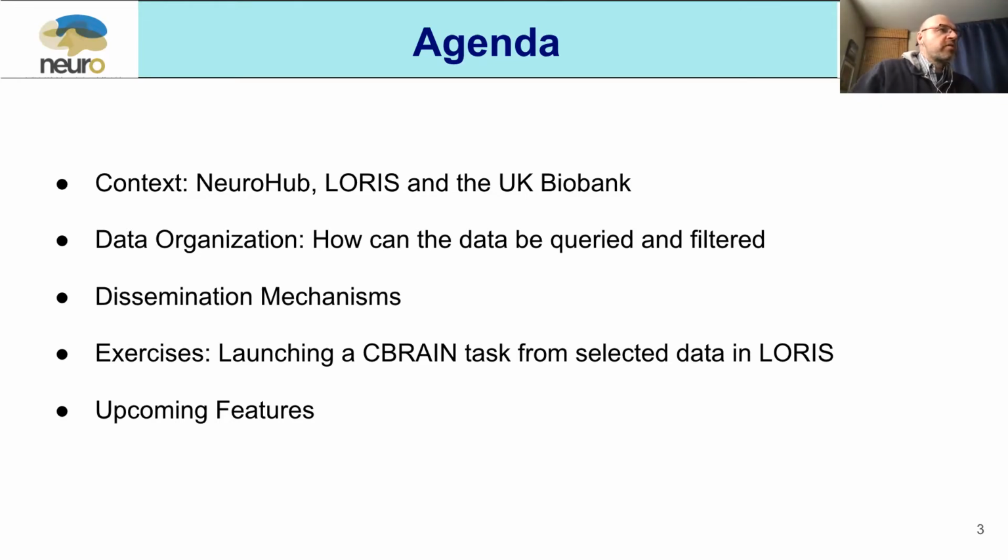So the outline of the workshop for today is as follows. I'll give you some background context, together with Samir, with regard to NeuroHub, LORIS, and UK Biobank. Then we're going to go through various exercises that will help you understand the query, the data that's being queried in the UK Biobank, and how to get access to that, disseminating it and pushing it out to other systems where you can run some processing on it, specifically within CBrain. We'll summarize with some features, and at the very end, we'll have a link to a short survey to get your feedback.